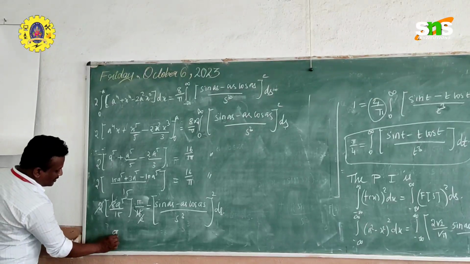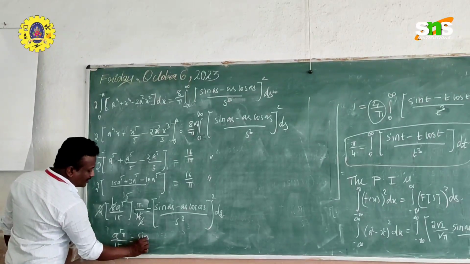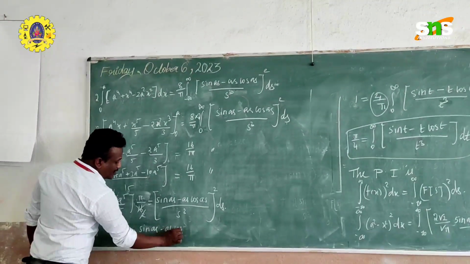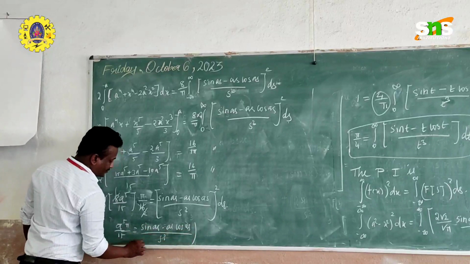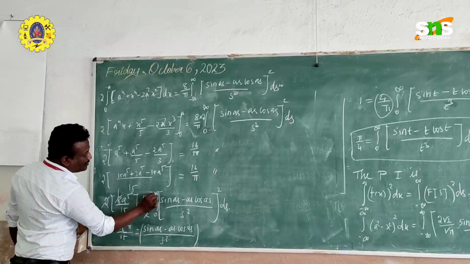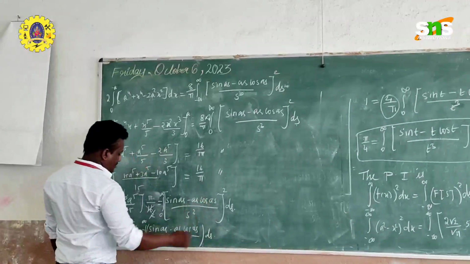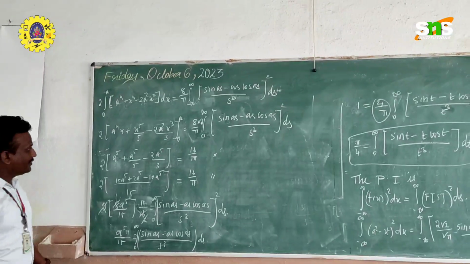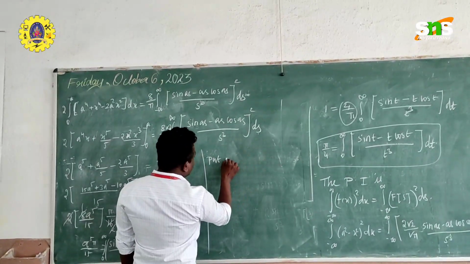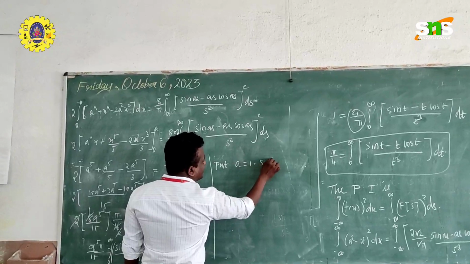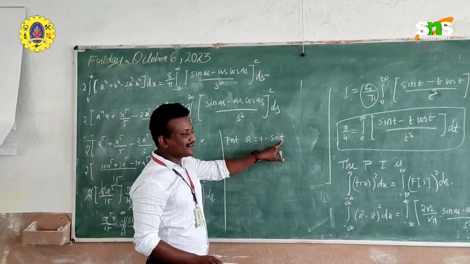Here a power 5 divided by 15 into pi, which is equal to sin as minus as cos as, the whole divided by s cube, the whole square, 0 to infinity into ds. So almost we have reached the answer. Here what we have to do at the last step, as we have done in our previous part, put a is equal to 1 and s is equal to t.